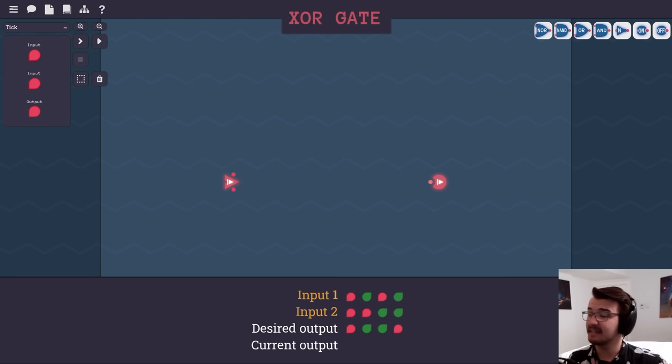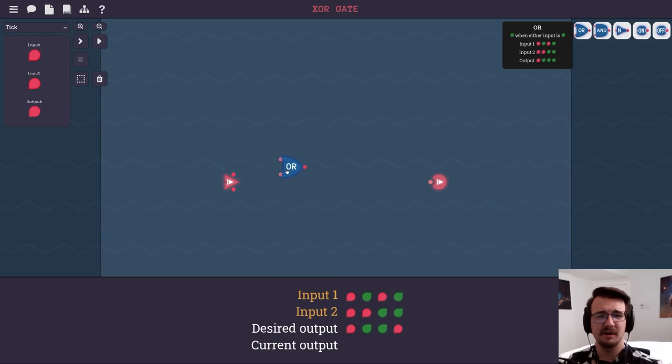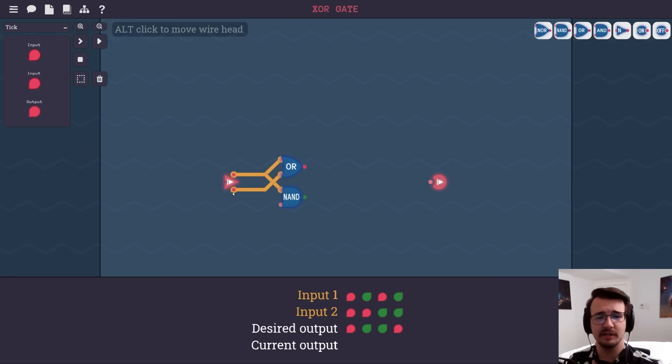Now we gotta build an exclusive OR gate, also called an XOR gate, which only sends a positive output if exactly one of the inputs is on. I'm sure there's a bunch of ways to do this, but the way I'm gonna do it is taking an OR gate and a NAND gate. I will plug each of the inputs to each of them respectively and throw in an AND gate afterwards.